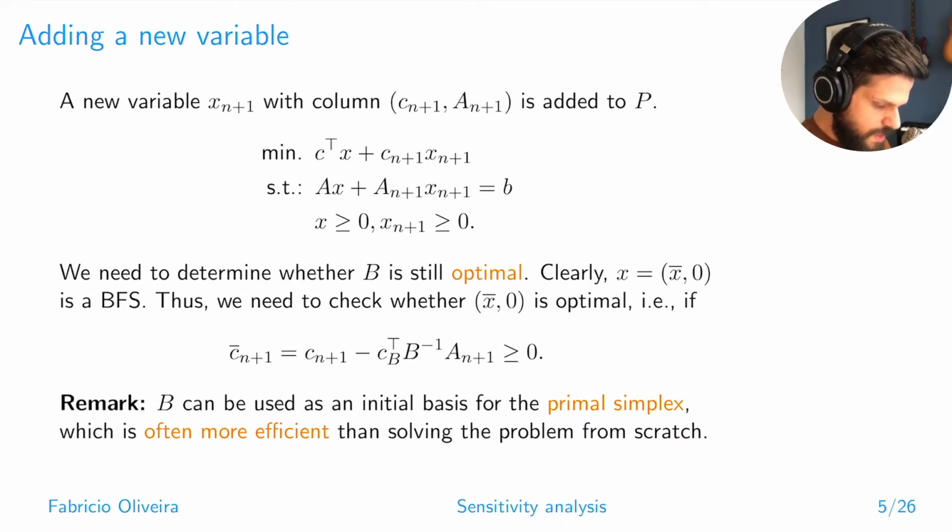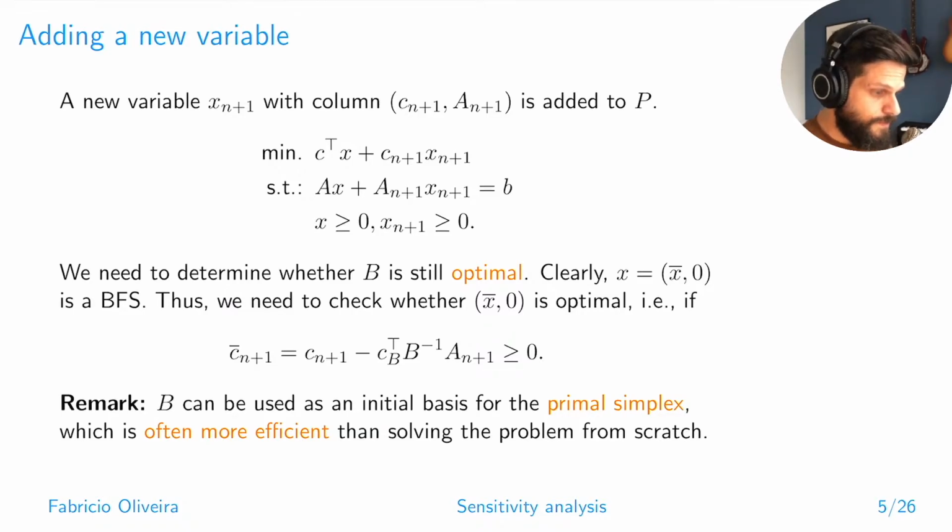So you can see that what we actually have to do is to figure out whether the basis B, that was the optimal basis for P, is still optimal. Because if adding this variable doesn't change anything in terms of the optimality of the basis we have at hand, then the optimal solution is basically to say that this new variable has value 0, and it's exactly the same optimal solution that we had before.